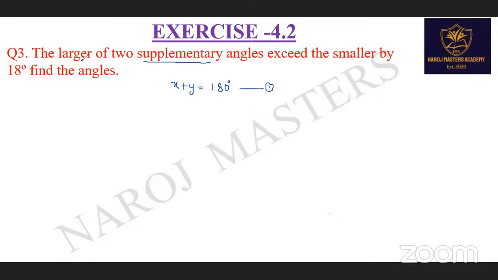And it is given clearly in the question itself: the larger of two supplementary angles. Out of these two supplementary angles, the larger angle exceeds the smaller angle by 18 degrees. If you subtract the smaller angle from the larger angle, x minus y is equal to 18 degrees. Then these are our two equations. Then solve them graphically.